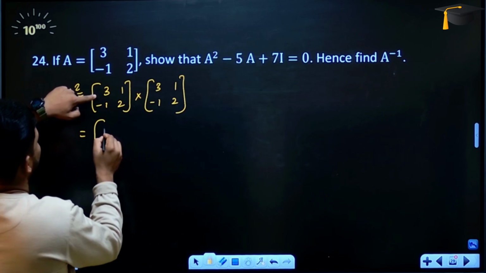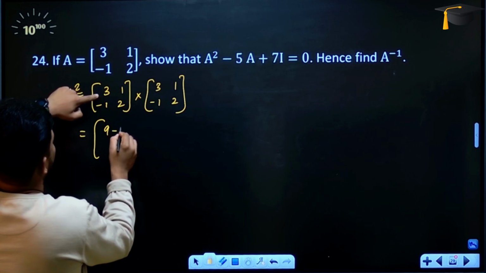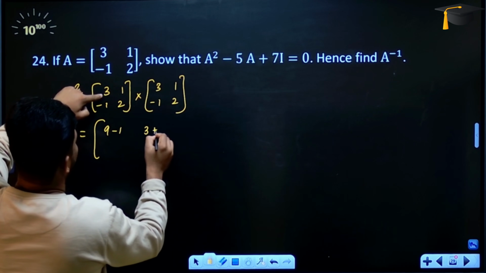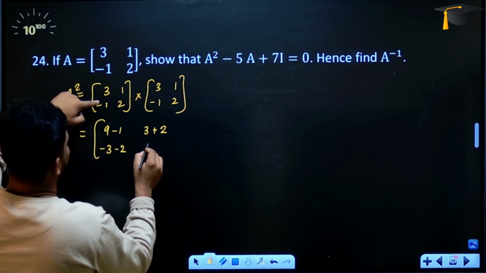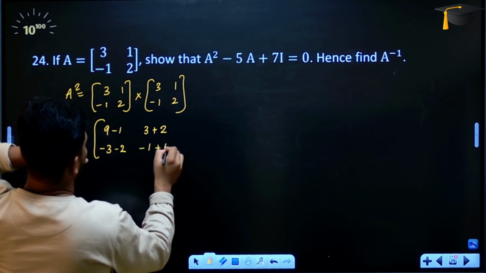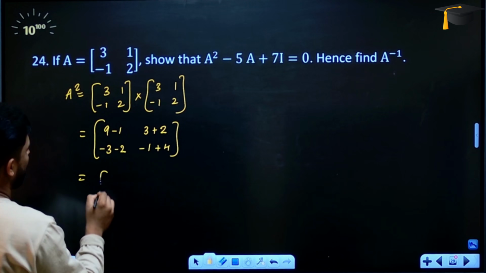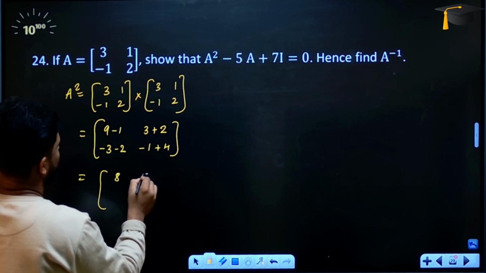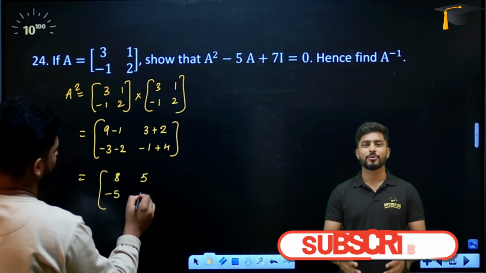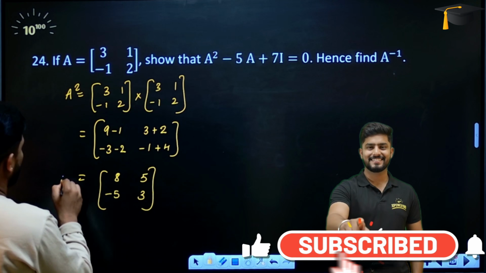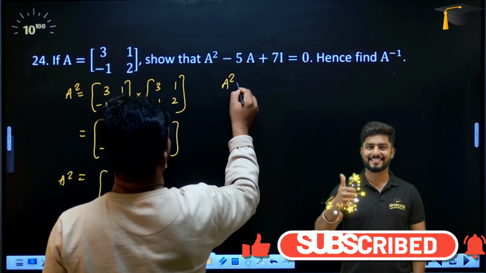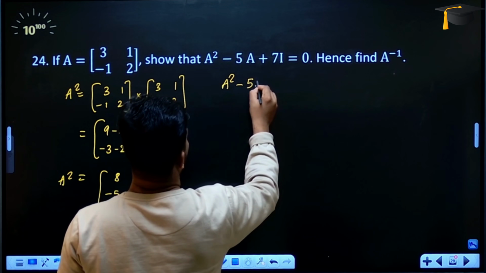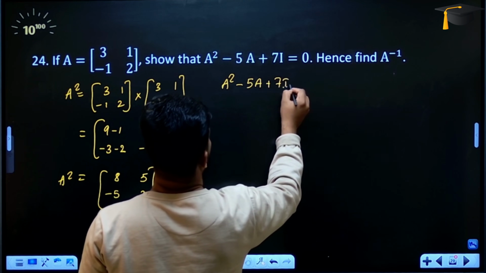So 3 3s are 9, minus 1. So 3 1s are 3, plus 2, minus 3, minus 2, and minus 1, plus 4. So A square is 9 minus 1 is 8. This is 5. This is minus 5. And this is 3, right? So this is A square. Okay, now directly we can use this. So first A square minus 5A plus 7I, we have to prove is equal to 0.